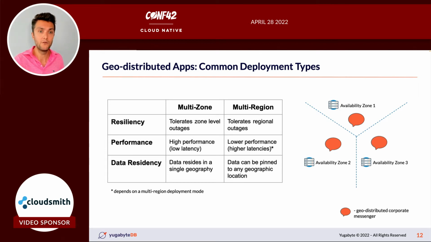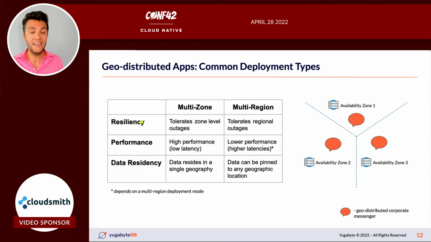So let's quickly review the multi-zone type of deployment, because the multi-region one we will review in detail while designing the Slack-like corporate messenger. So on this picture we have the same messenger application, but right now it's deployed within the same region but across multiple availability zones. You have, let's say, instances and data layer in zone 1, zone 2, and zone 3. So what are the advantages and disadvantages?